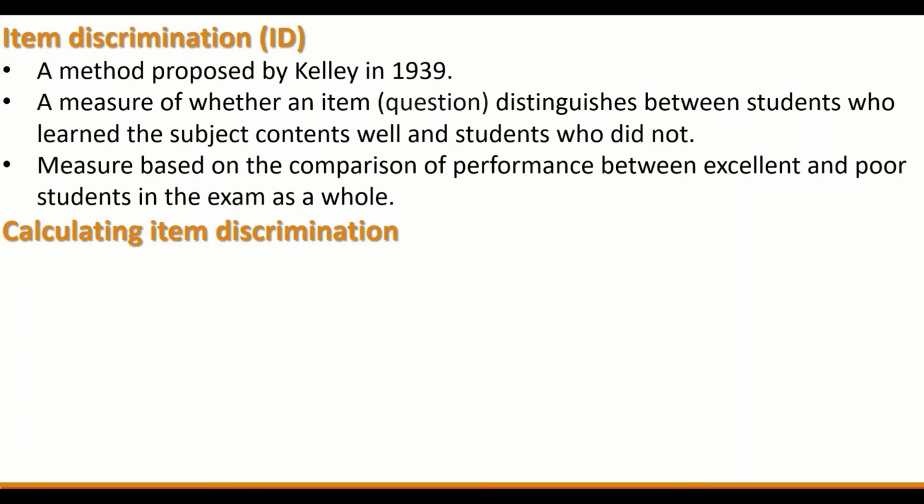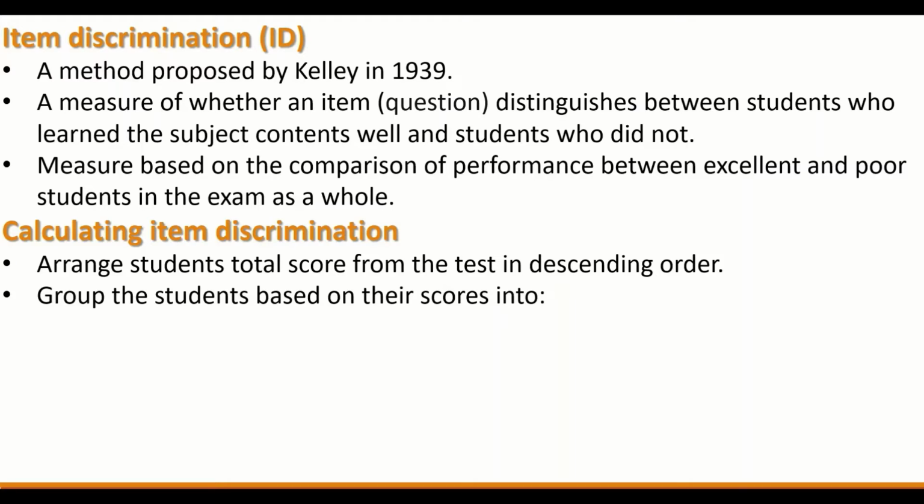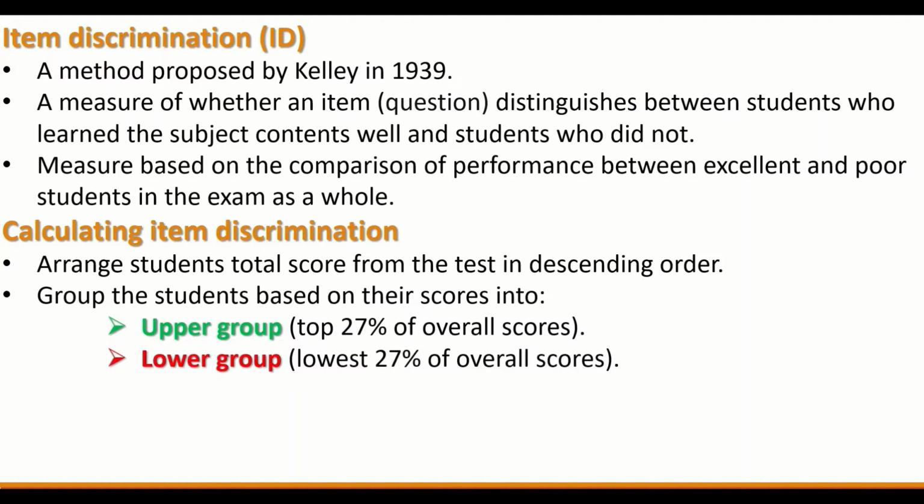The item discrimination is calculated by arranging the students' total scores from the test in descending order. Group the students based on their scores into an upper group and a lower group. The upper group contains the top 27% of overall scores, and the lower group includes the lowest 27% of overall scores.